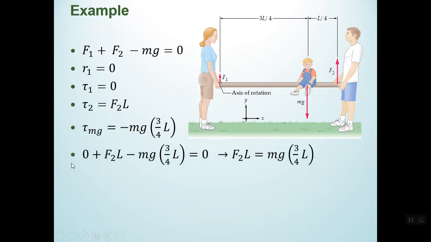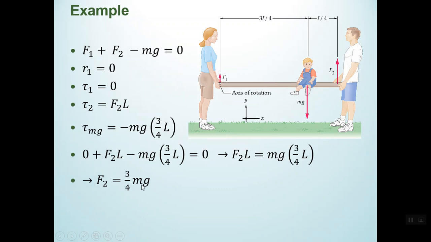We can write 0 equals the torque from force F1, plus F2 L, the torque from force F2, minus mg times 3 over 4 L, the torque from F3. This is equal to 0. When we move this term to the other side, we can write F2 L is equal to mg times 3 over 4 L.